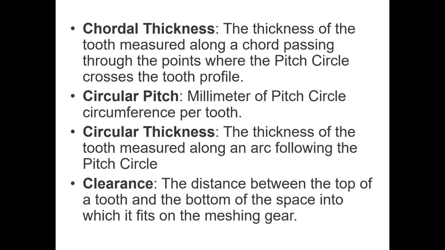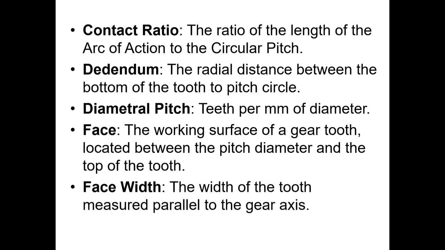Next, the circular pitch: millimeter of pitch circle circumference per tooth. Next, the circular thickness: the thickness of the tooth measured along an arc following the pitch circle. Next, clearance: the distance between the top of the tooth and the bottom of the space into which it fits on the meshing gear. Next, the contact ratio: the ratio of the length of the arc of action to the circular pitch. Next, the dedendum: the radial distance between the bottom of the tooth to pitch circle. Next, the diametral pitch: teeth per mm of diameter.